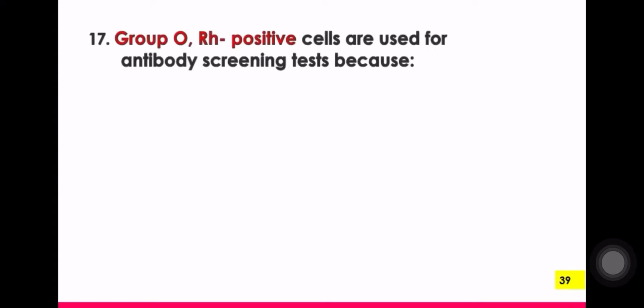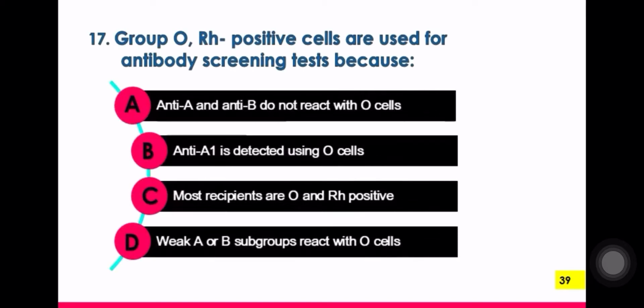Now for number 17, group O Rh positive cells are used for antibody screening tests because: A, anti-A and anti-B do not react with O cells. B, anti-A1 is detected using O cells. C, most recipients are O and Rh positive. Or D, weak A or B subgroups react with O cells. What is our answer? Correct answer is letter A. Anti-A and anti-B do not react with O cells.